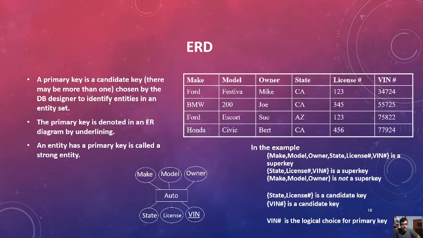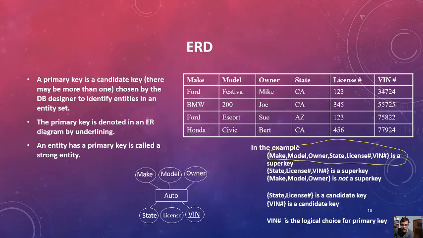In this example, the attributes are make, model, owner, state, license number, and VIN number. So make, model, owner, state, license, VIN as a whole is a super key. And there are other super keys which are subsets of this super key: state, license, VIN, and make, model, owner. Make, model, owner is not a super key because these three things may be the same.